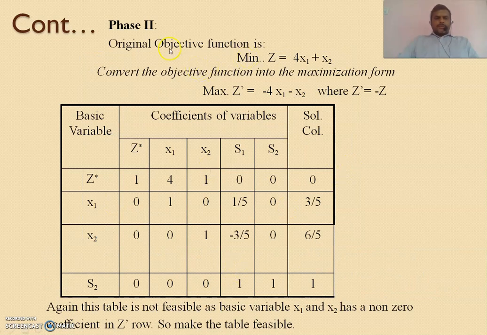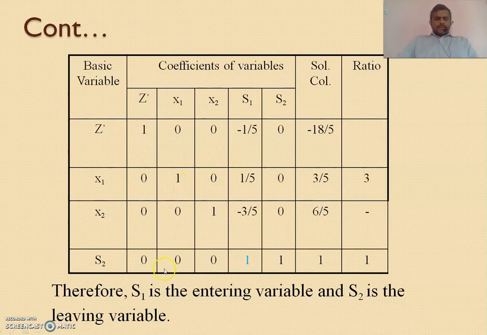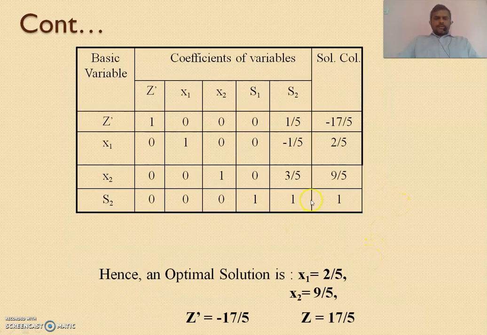In the two-phase method, here we will use the original objective function, converted into this form. Same thing is mentioned here. Here S1 is the entering variable because the most negative is this one, and the leaving variable is 1, that is the least. Hence, this is an optimum solution because no negative value appears in the Z dash row. Here our optimum solution is this one.